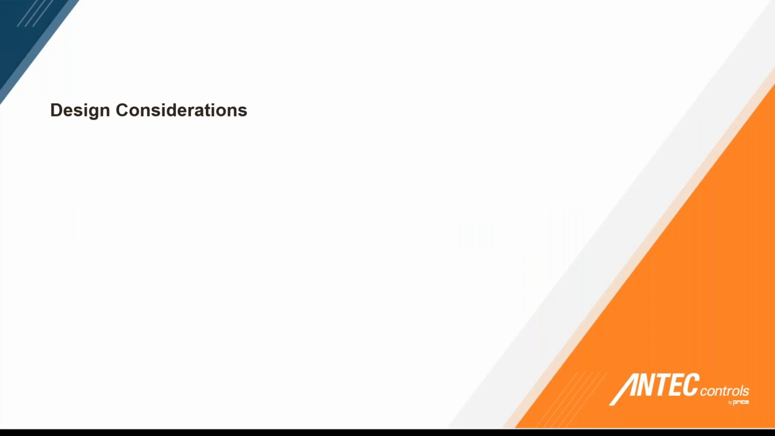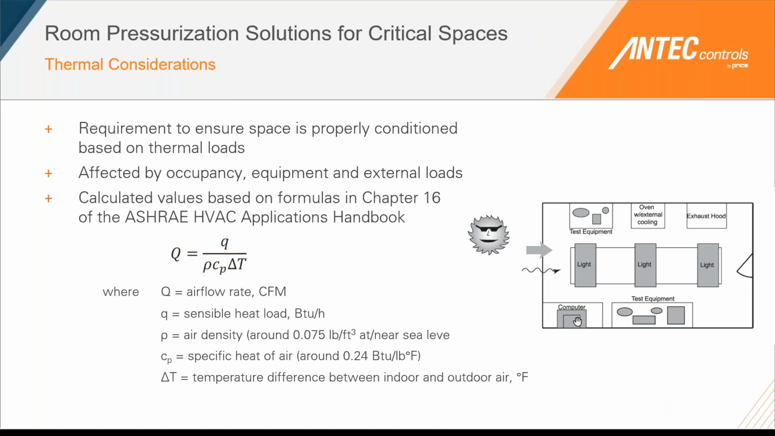Next, we're going to talk about the design considerations for these critical spaces. The first one is the thermal consideration. One of the biggest differences between critical space applications like healthcare and laboratories and your typical HVAC application is the order of priority. Typically in these critical space applications, our first goal is to be able to maintain safety in that space. If we can achieve and maintain safety in the space, now we can start to consider maintaining thermal comfort in the space.